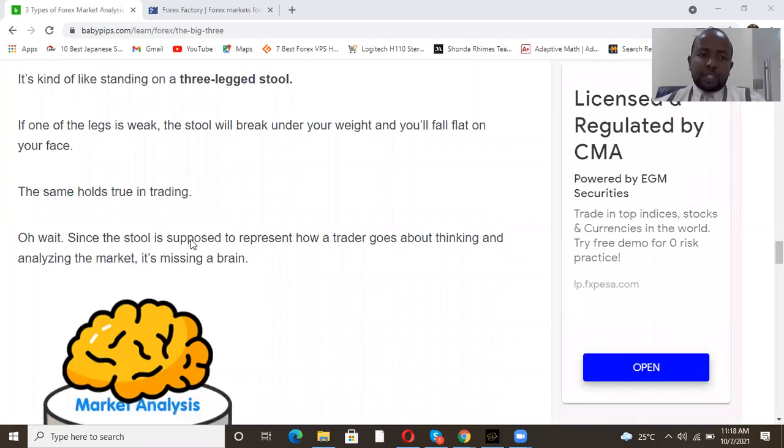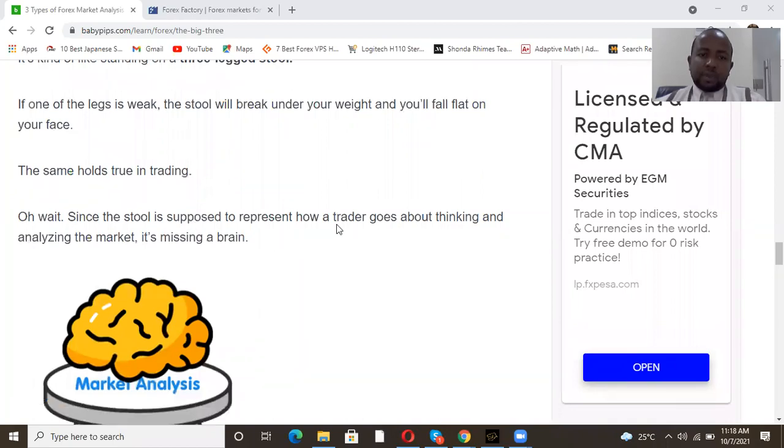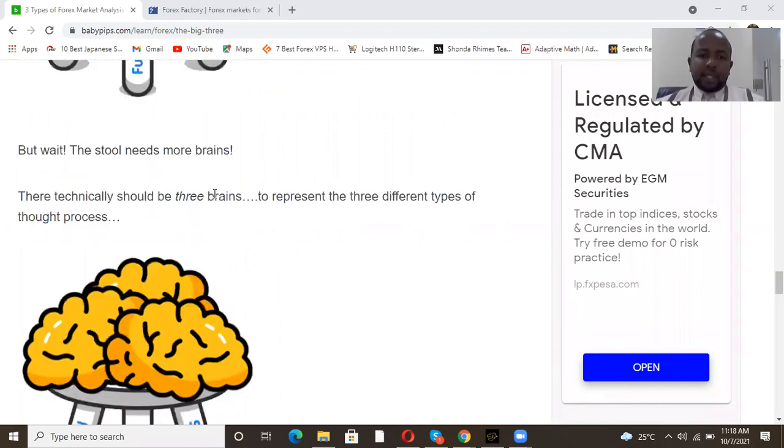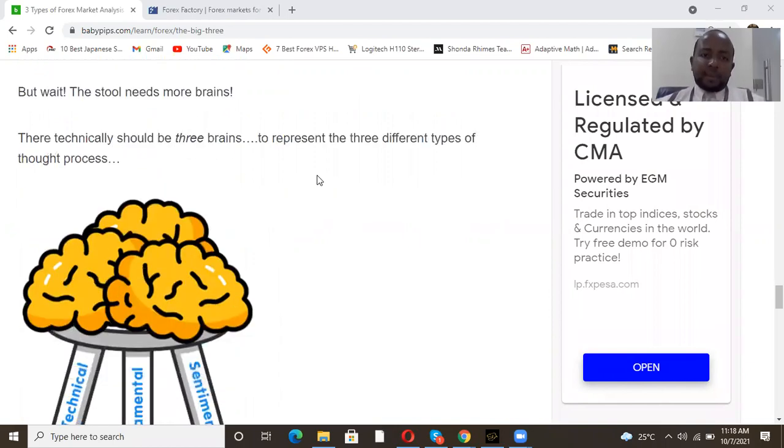The same holds for trading. Since the stool is supposed to represent how a trader goes about thinking and analyzing the market, you can see what it would look like with a missing leg. So you'll have to use all three. What do the three represent? They represent different types of thought processes. Thought processes is how, when you wake up in the morning, you analyze or see the day.